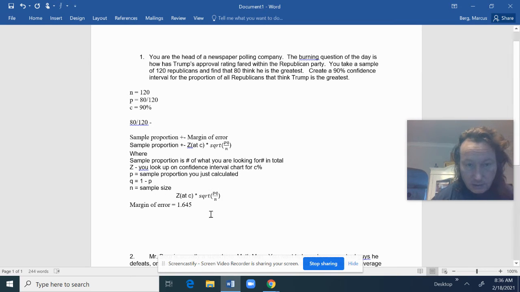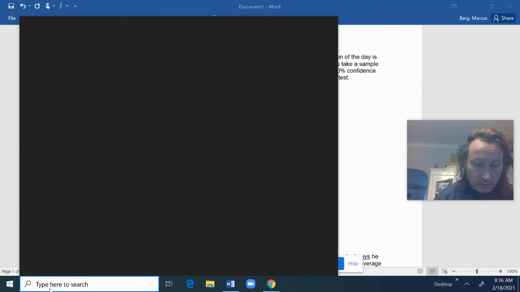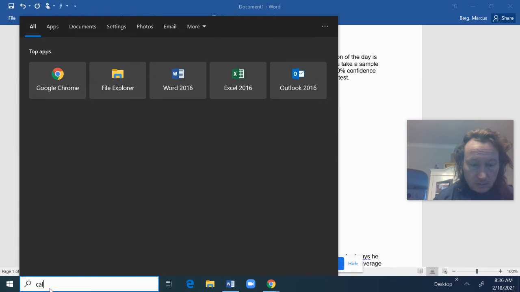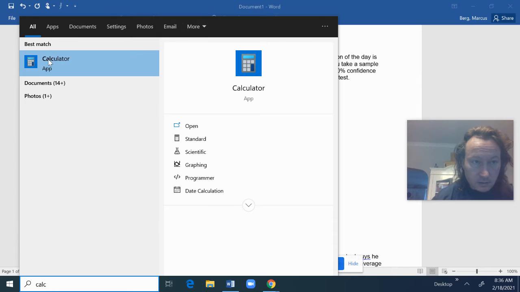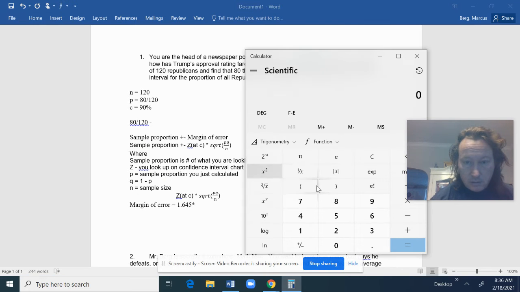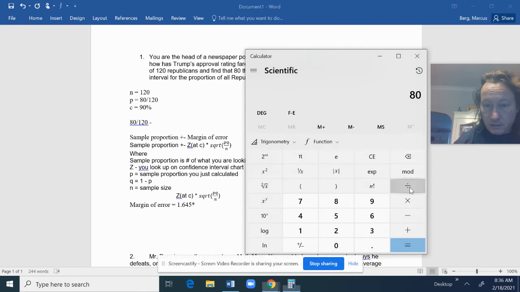Here's my Z, right? Times... now I need the square root. So P, 80 over 120. Let's bring up the calculator. So I'm going to do 80 divided by 120. Does anybody know what that is? 0.6666666 maybe. So we'll round that to 0.67.